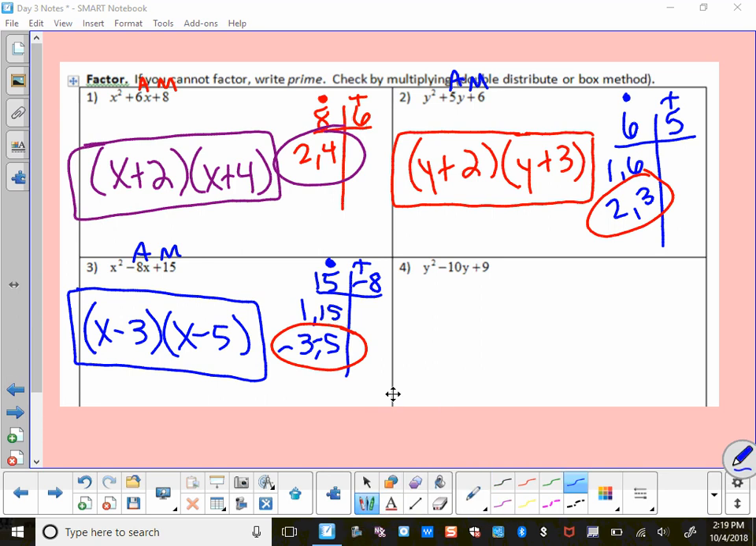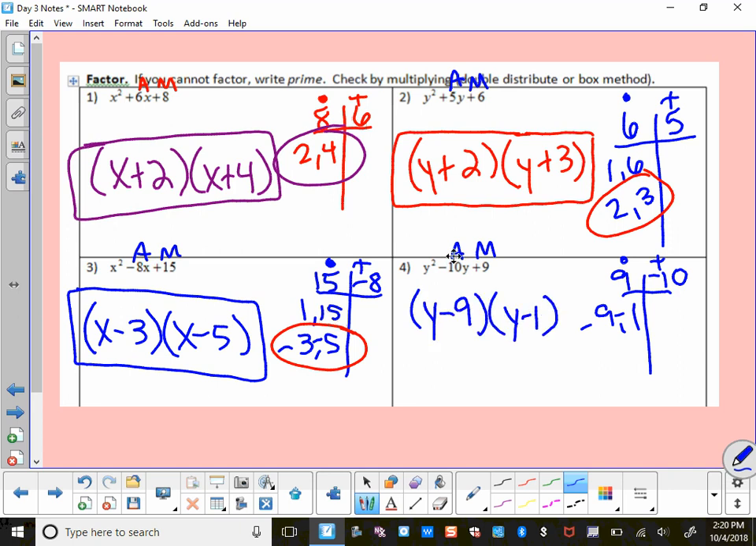Alright, so number 4, we don't have a GCF. We need 2 numbers to multiply to give me 9 and add to give me negative 10. You guys choose, both were negative, right? So my answer is y minus 9, y minus 1. Remember, you can also flip those. I don't care if the y minus 1 comes first. It doesn't matter.